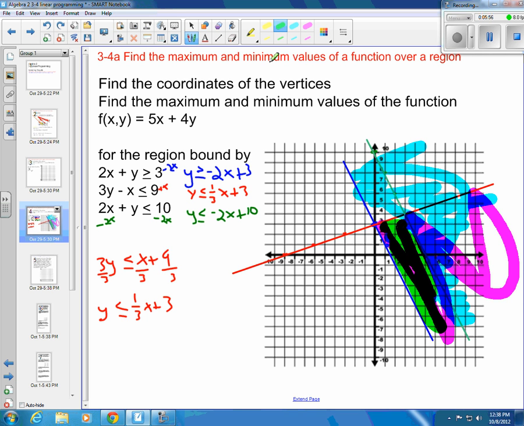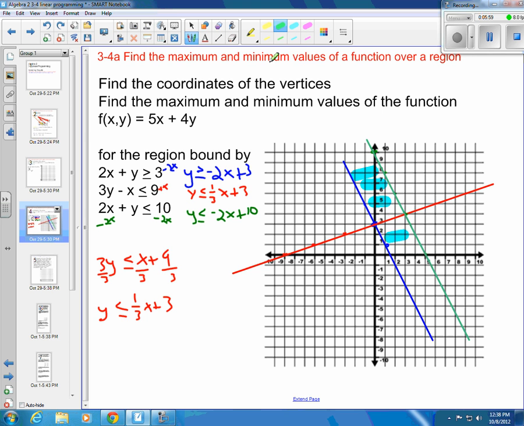So let me clean that up quite a bit. And I know my area that I'm shading is this area in here. And I'm not coloring in the lines very well, so I might have to go back and clean that up too. Okay, so we've got the constraints, and we've got the shaded region in there.